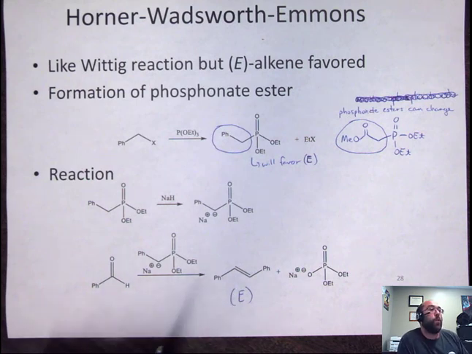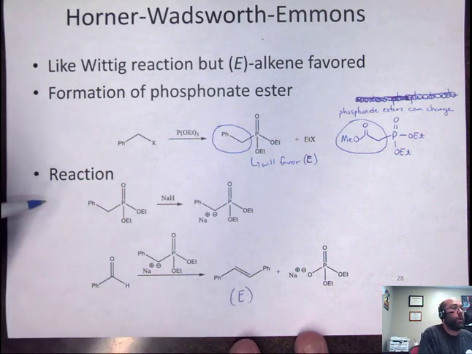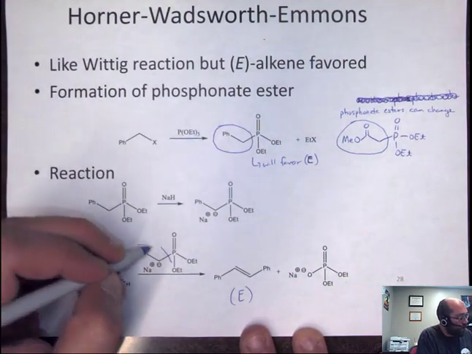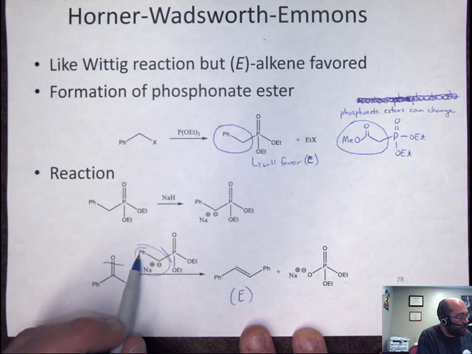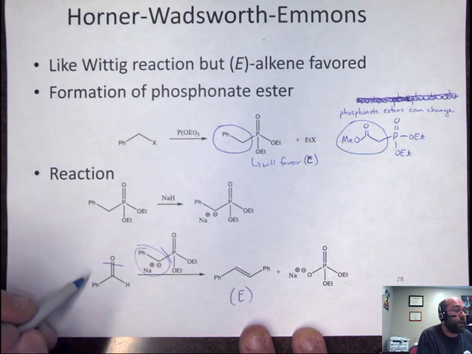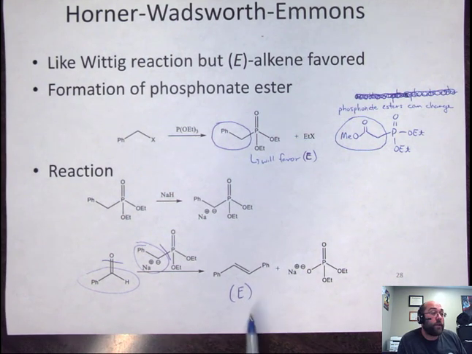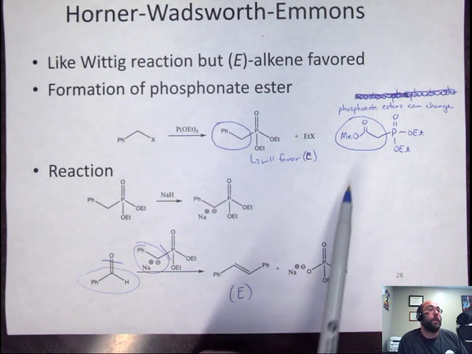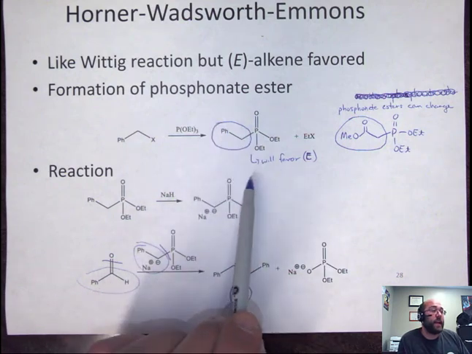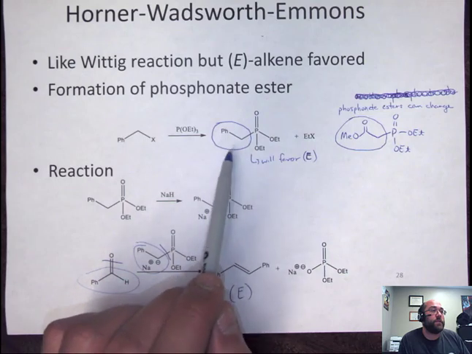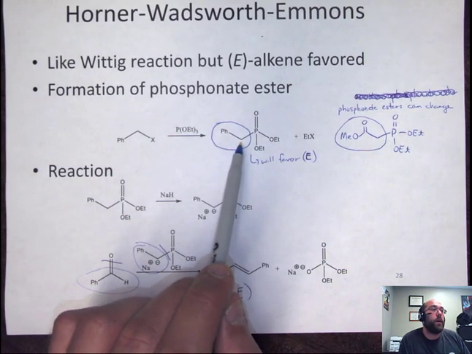And so what do we see happening here? We're going to kick off the oxygen, kick off the phosphorus, and so that means this phenyl ring and the CH2 here is going to coordinate with this guy here. So there's our alkene product that forms.